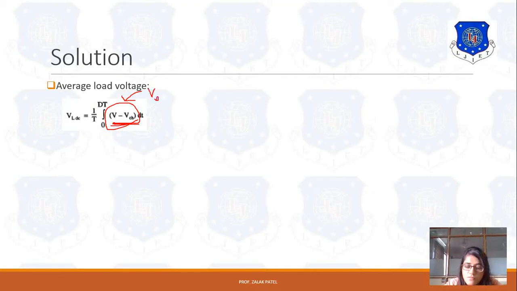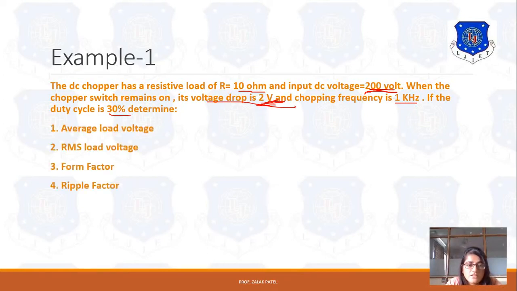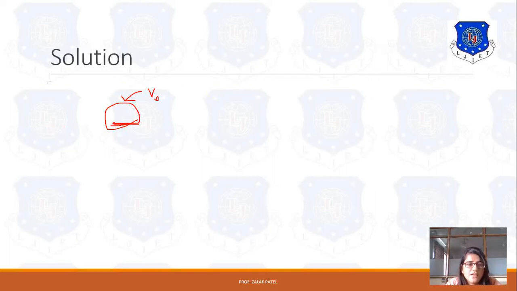Because if you see the RMS voltage equation, then here you can see that the input DC voltage is also there, and the chopping voltage drop of 2 volt due to chopper operation is there. So you have to subtract this from the original DC voltage and then apply it. So that's why over here we write this equation like V minus V chopping. So this is 1 upon T, 0 to dT, again duty cycle time, V minus V chopping voltage into dt.